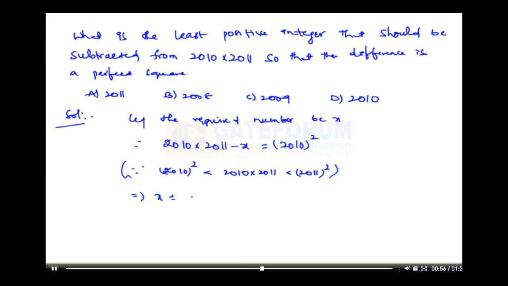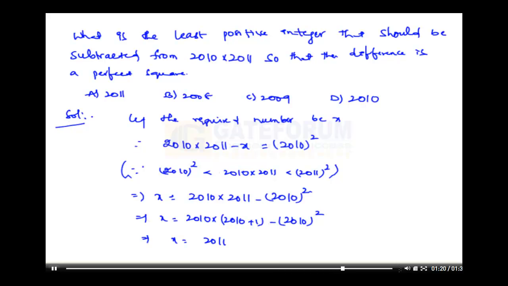In the next step we can write x is equal to 2010 into 2011 minus 2010 whole square, and we can write it as x is equal to 2010 into 2010 plus 1 minus 2010 whole square, so that we can get the value of x here as 2010 common, and 2010 plus 1 minus 1 is nothing but 2010. We can get the value directly, x is equal to 2010. So the option goes to option D here.